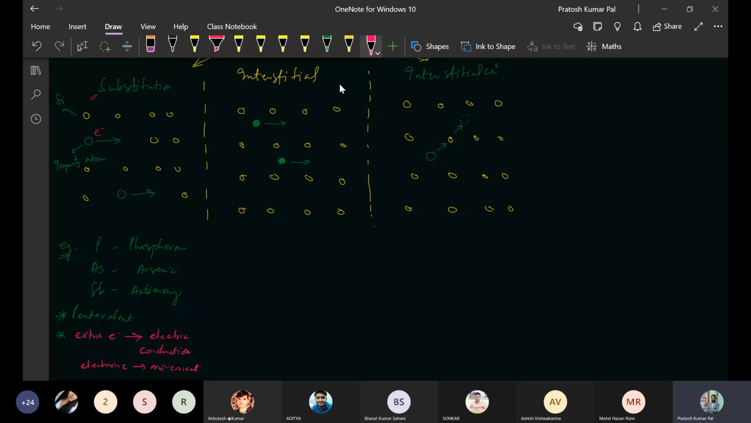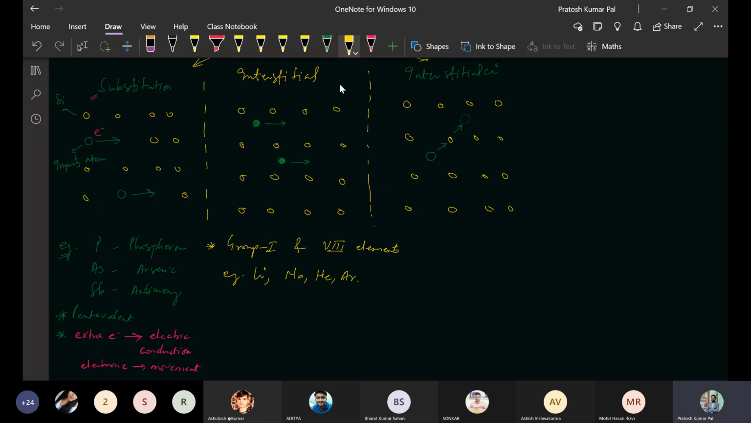The next one is interstitial diffusion. In interstitial diffusion, the elements of group 1 and group 8 of the periodic table show the property of interstitial diffusion. The examples here are lithium, sodium, helium, and argon. These are the different elements of group 1 and group 8 that show the interstitial type of diffusion.